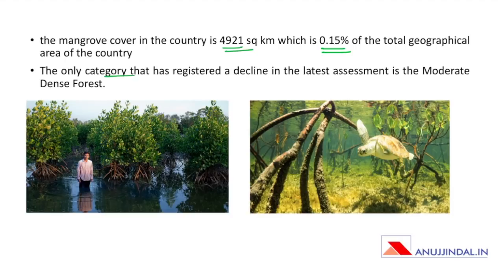The only category that has registered a decline in the latest assessment is the moderately dense forest. Very, very interesting. So, this is the area where the country has registered a decline in forest cover, and this is also the area which is the most in percentage terms when we divide all the three classifications, that is very dense, moderate, and open. So, among these three, moderately dense forest has the highest percentage, and at the same time, this is the category which is registering a decline in the latest assessment.